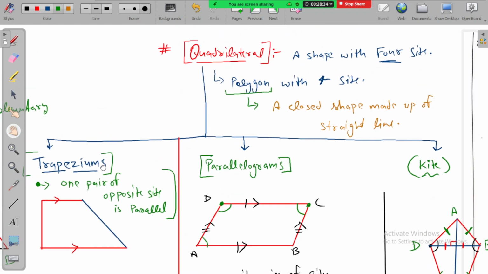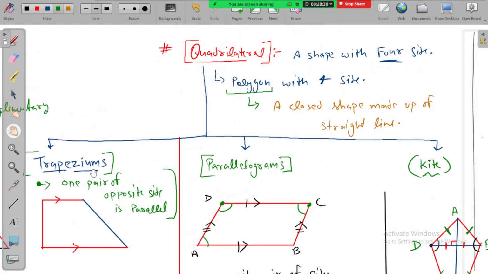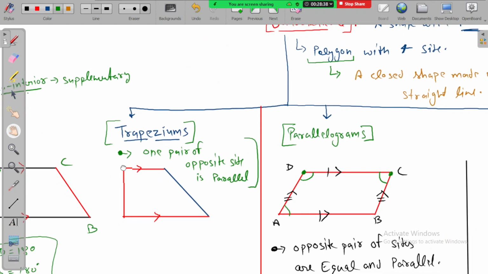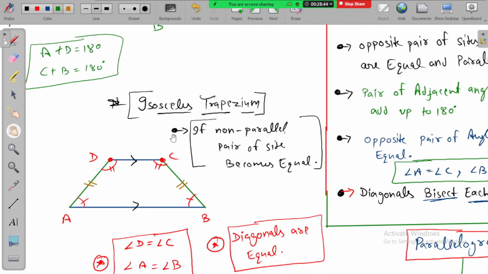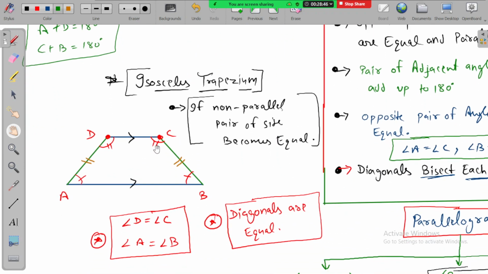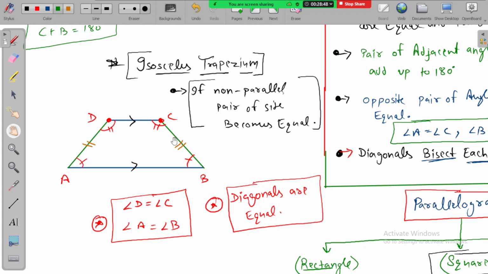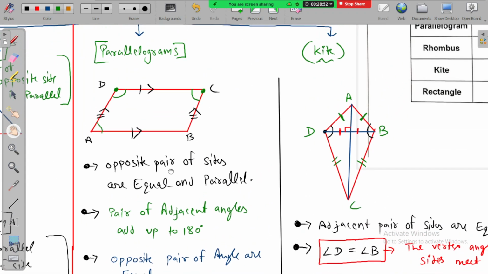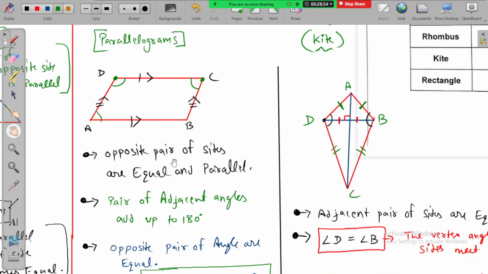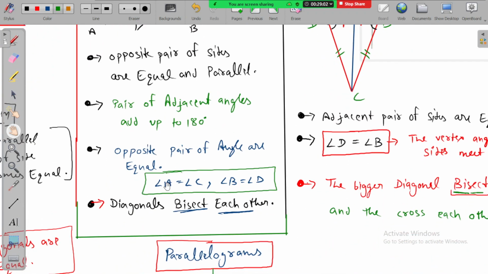Yes or no? And then later on, you can say the trapeziums are one pair of opposite sides parallel. If you want to say isosceles trapezium, the non-parallel sides are also equal, then you can call it isosceles. After that, we discussed parallelogram. So we have four properties for it. Opposite pair of sides are parallel and equal. Diagonals bisect each other. Adjacent angles add up to 180 and opposite angles are equal. Get it?